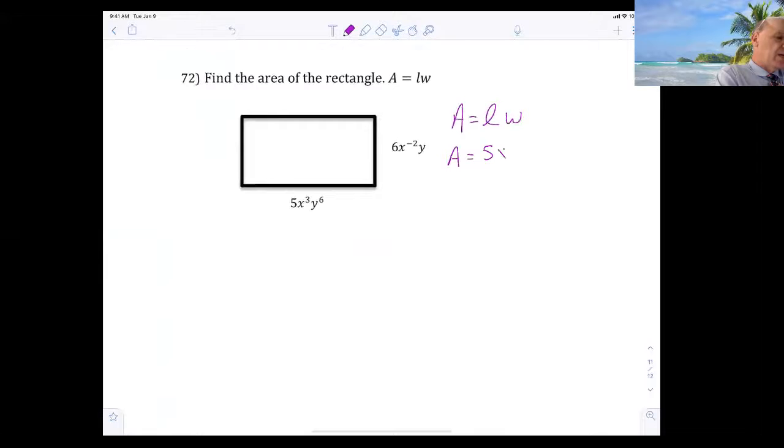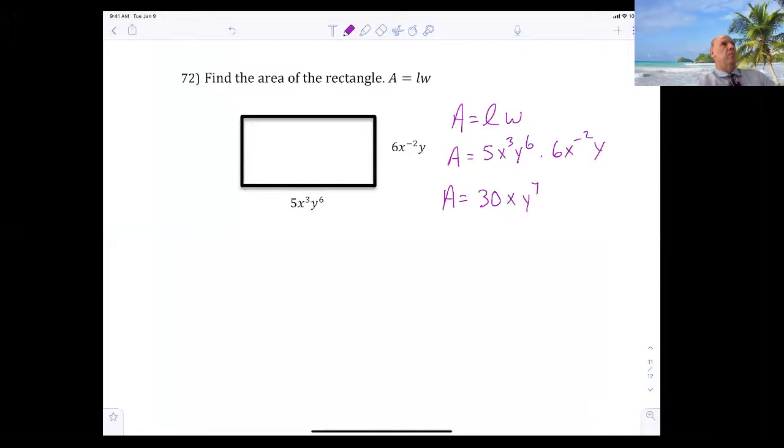So 5x cubed y to the 6th times 6x to the negative 2y. Multiply numbers. 5 times 6 was 30. Then you add exponents. So the final answer would be 30x y to the 7th. Anybody have any issues? No one?